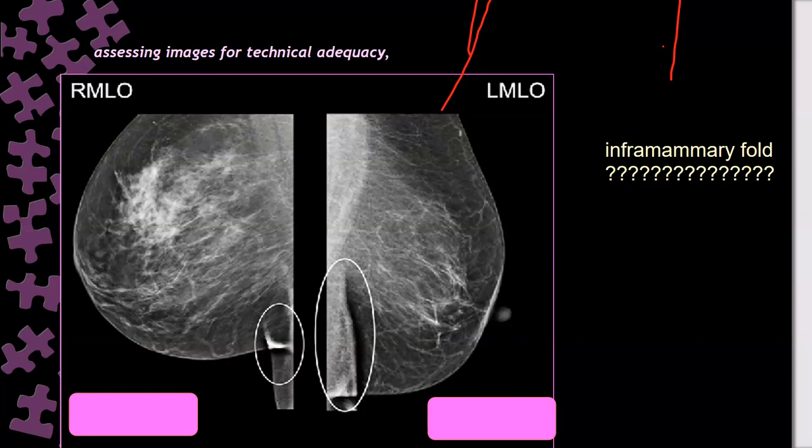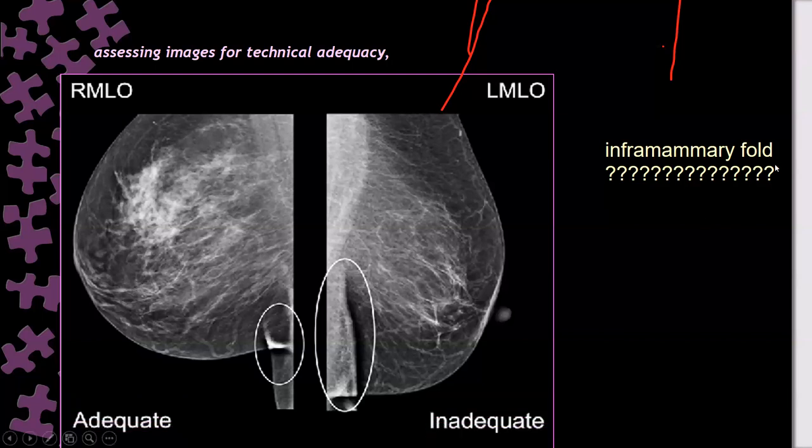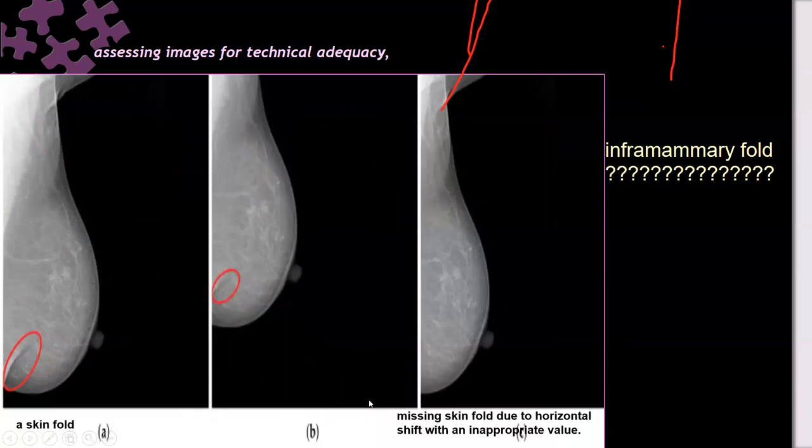Excellent, Nauras. There is skin folding. Yes, this is inadequate because there is skin folding and overlapping, but this is open. This is an adequate inframammary fold, but this is not an adequate inframammary fold. We should not accept this. Okay? So, if the right pectoralis is okay?